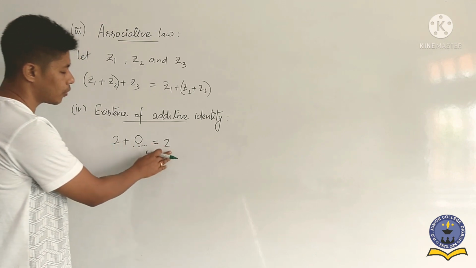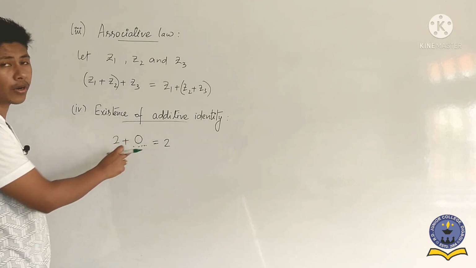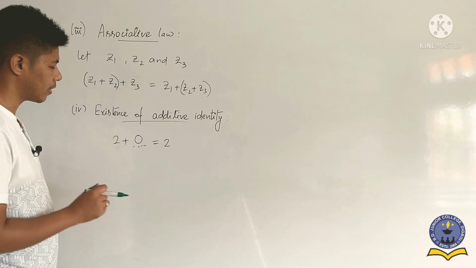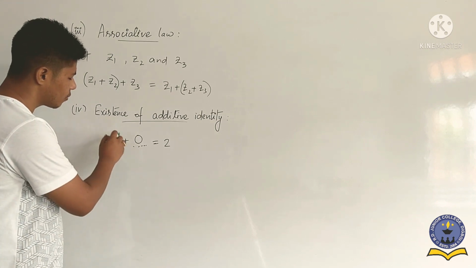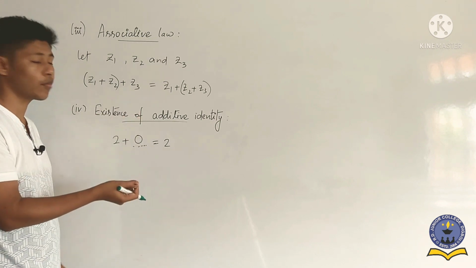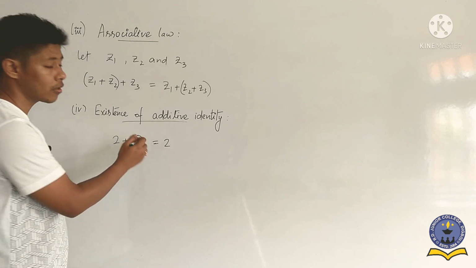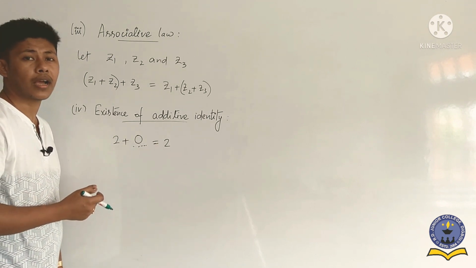And if this type of condition we get, then this number, whatever we add here, is known as additive identity. Here the meaning is that, if we add 0 to any number we have, we get the same number back. That number, which we added to get the same number, is called the additive identity.